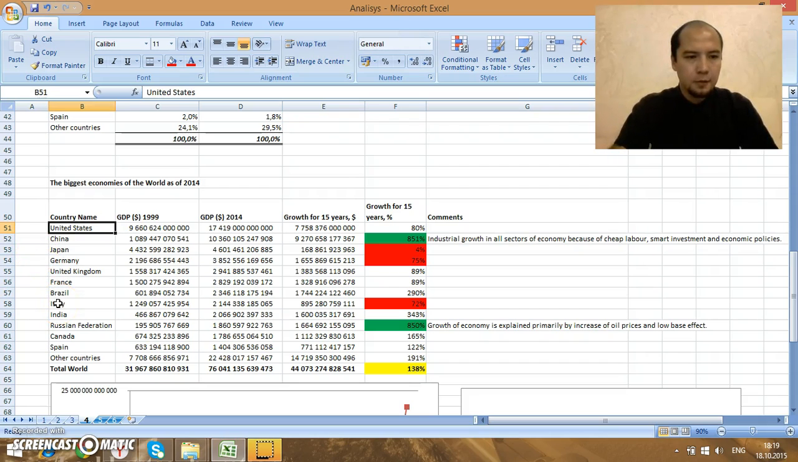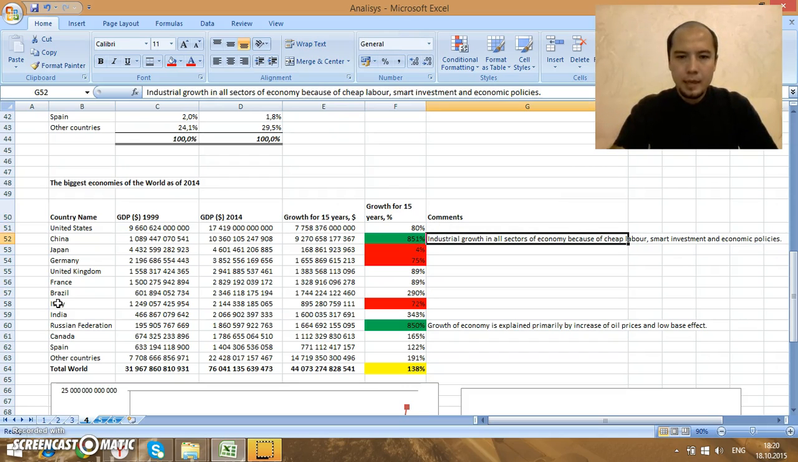So GDP of the United States of America increased by $7.7 trillion during the last 15 years, from 1999 till 2014, including year 2000, 2001, and so on, and including year 2014. Growth was 80%. It is less than the average growth of the world. Average growth of the world was 138%. And as I said before, the growth of China was terrific, 851%. The economy of China increased from $1 trillion in 1999 to $10.3 trillion in 2014.